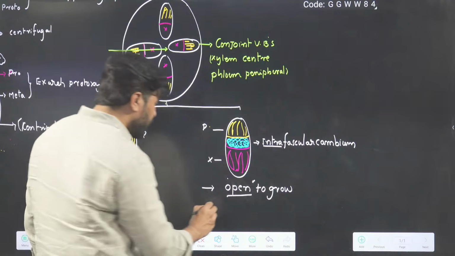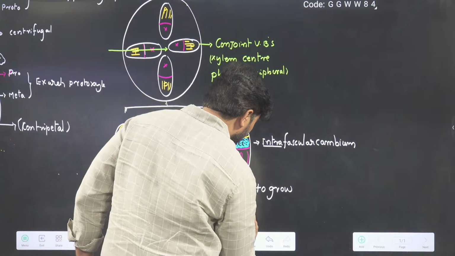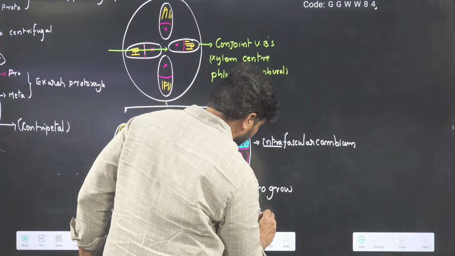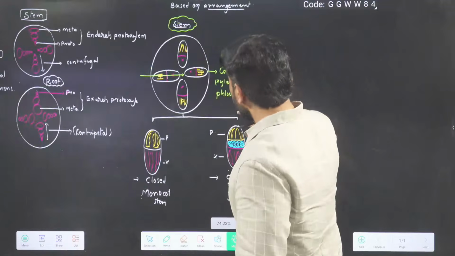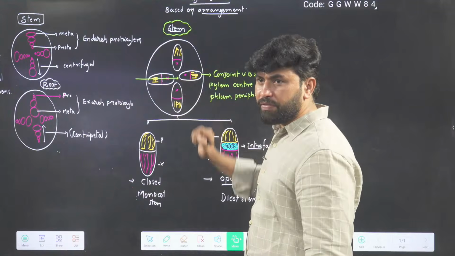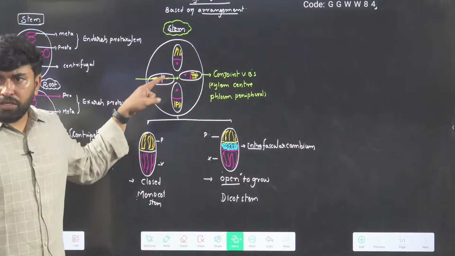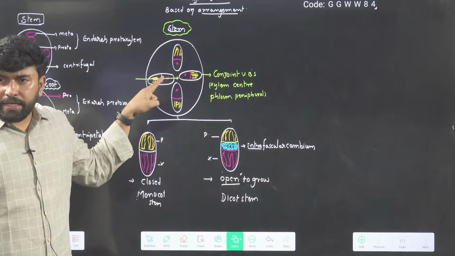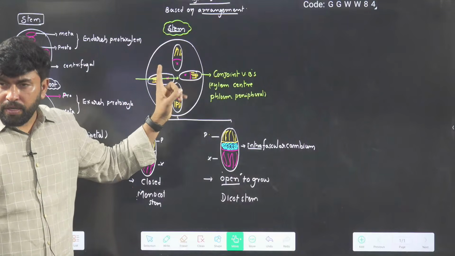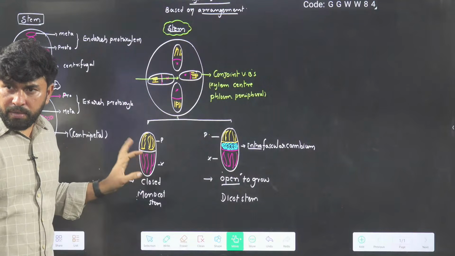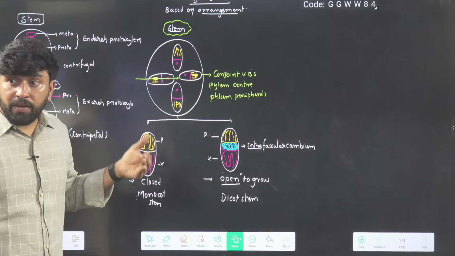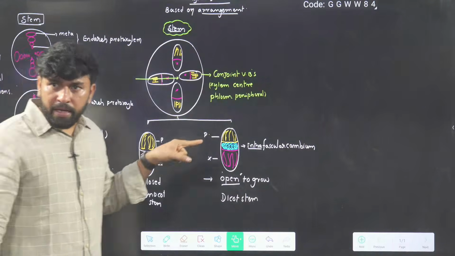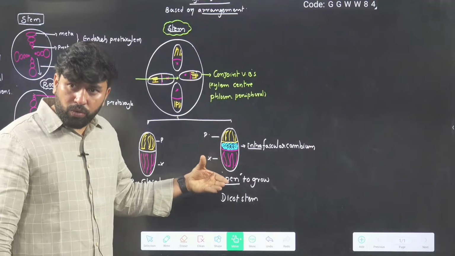Next, open vascular bundles are present in dicot stem. Of course, conjoint vascular bundle is a characteristic feature of stem. In monocot stem, they are closed. They can't grow because of lack of intravascular cambium. In dicot, they can grow.